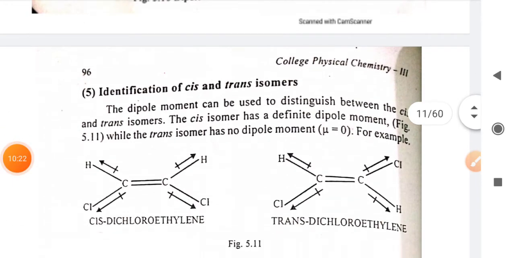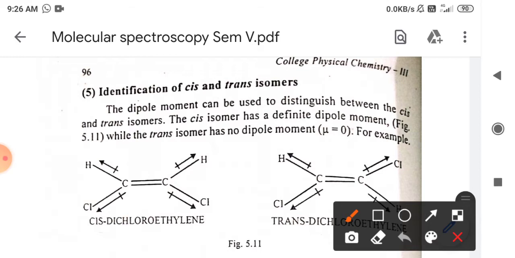Next is the identification of cis and trans isomers. The dipole moment can be used to distinguish between the cis isomer and the trans isomer.